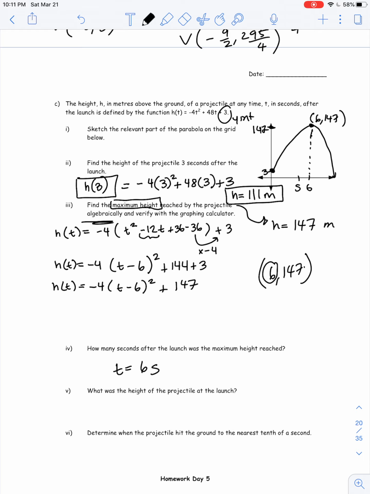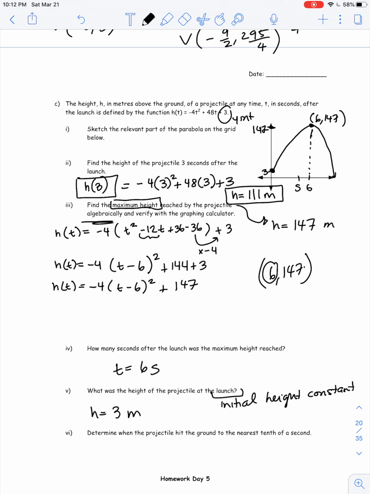What was the height of the projectile at the launch? This is like another way of saying what is the initial height. That's always the constant in your standard form. So in our case, when our height is equal to 3 meters, that's the initial height that it was launched at. So 3 meters, it comes from looking at the constant of positive 3.